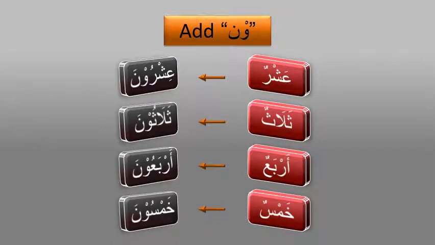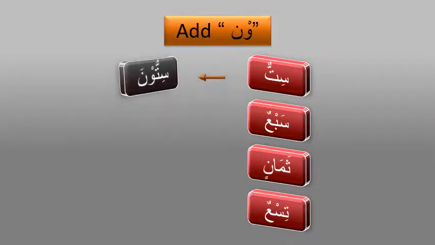Then we have khamsun. Khamsun is 5. We added una at the end and it became khamsuna. So khamsun is 5 and khamsuna is 50. Then we have numbers from 6 till 9. So sittun is 6, sab'un 7, thamanin 8, tis'un 9. So by using the formula and adding una at the end, we can get tens or asharat.